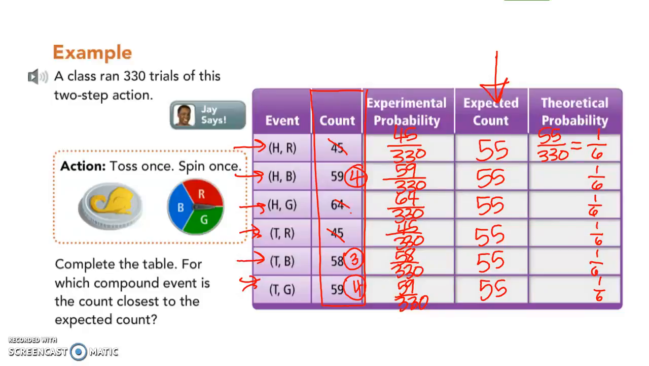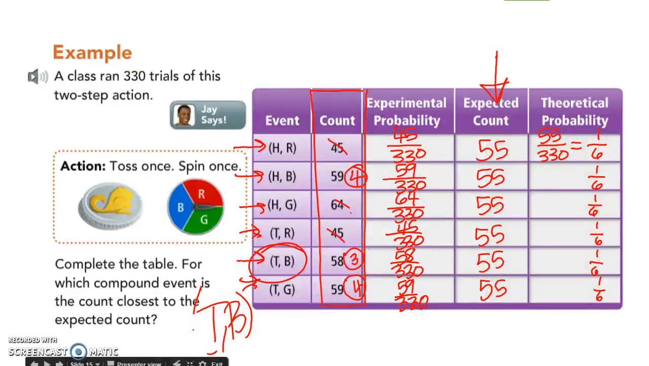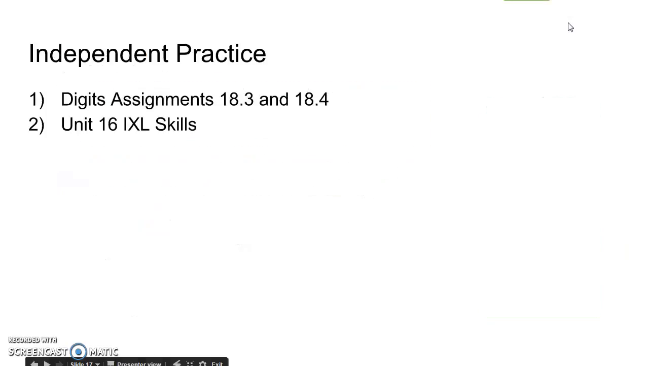So which one is going to be the closest? It's going to be this outcome, tails and blue. We ended up getting that the closest to the expected count of 55. We got that 58. Okay, so that was just 3 away from the expected count. That was the closest. All right, at this point, you should be ready to work on Digits 18.3 and 18.4. If you need help, raise your hand.